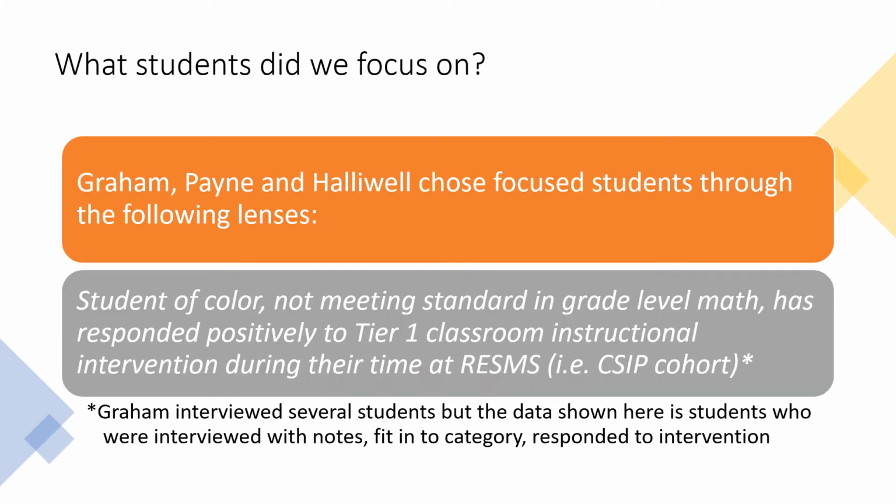All right, so what students did we focus on? This group of 8th grade students actually started out in 6th grade as our CSIP cohort, and so we took the CSIP cohort that had been set in the 6th and 7th grade and continued on. All 3 of us, Graham, Payne, and Hallowell, chose focus students through the following lenses: students of color, not meeting standard in grade level math, and who have responded positively to Tier 1 classroom instructional intervention during their time at Robert Eagle Staff, meaning they showed more than a year's growth in 6th or 7th grade math. They responded to classroom teaching, and so we used them to see if they would respond to our classroom teaching.